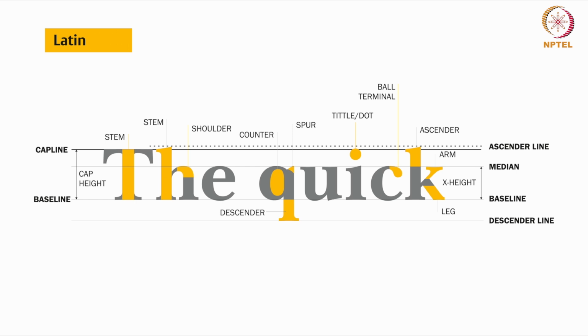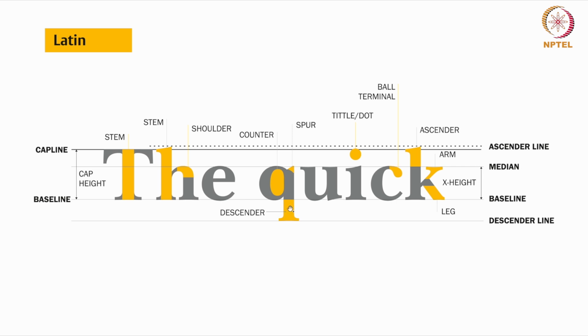For example, this is the baseline, right? The invisible line where most of the letters sit. For example, letters E, C, U, I, X all rest on this line, while letters with descenders like Q and G extend below this line. So this is the baseline, and then they extend below this.